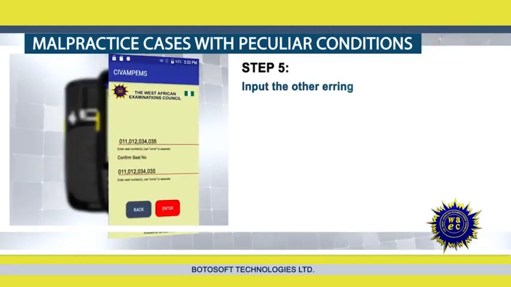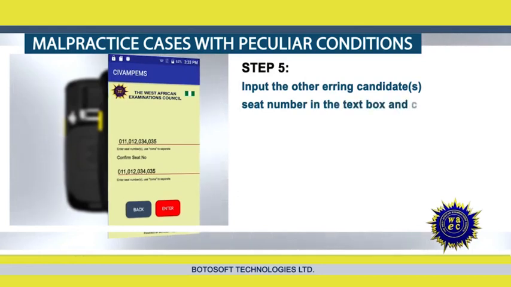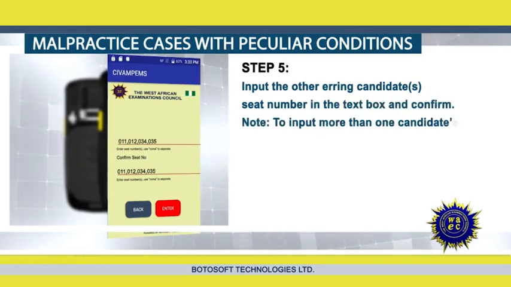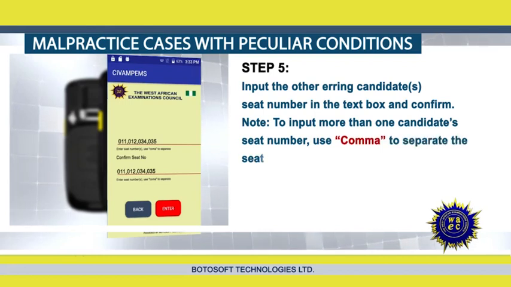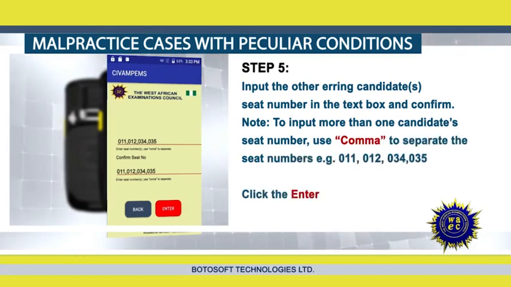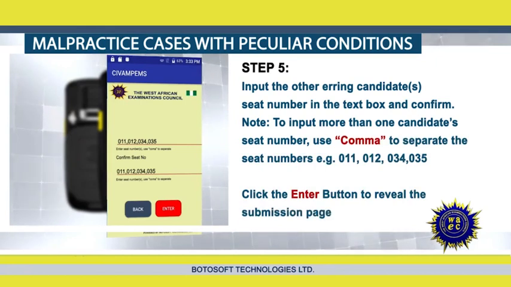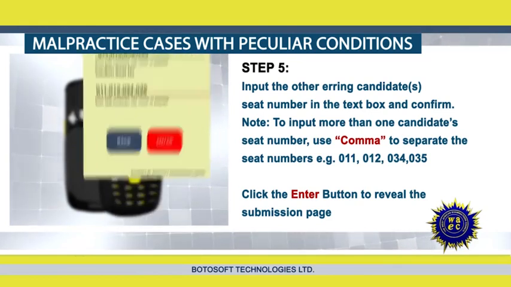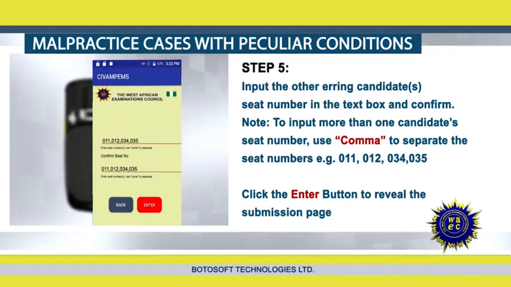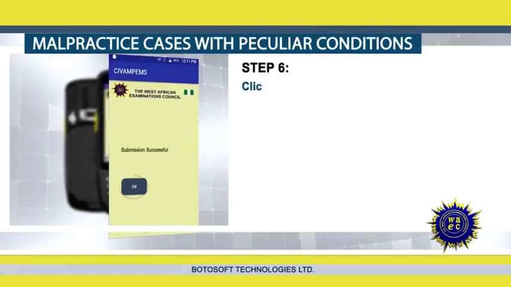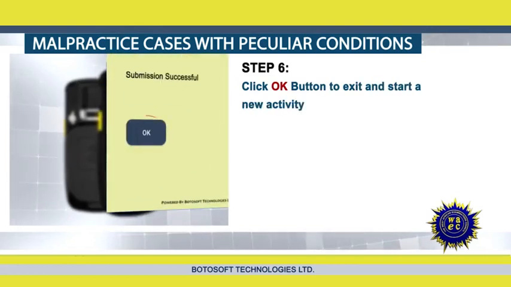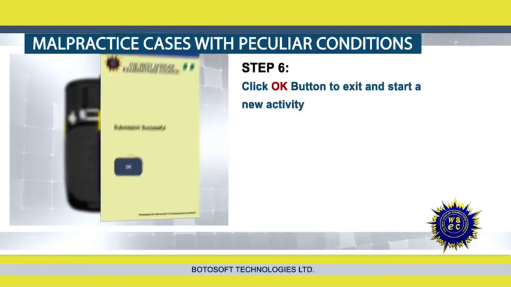Step 5. Input the other erring candidate's SIT number in the text box and confirm. Note: to input more than one candidate's SIT number, use comma to separate the SIT numbers, e.g. 011, 012, 034, 035. Click the Enter button to reveal the submission page. Step 6. Click OK button to exit and start a new activity.